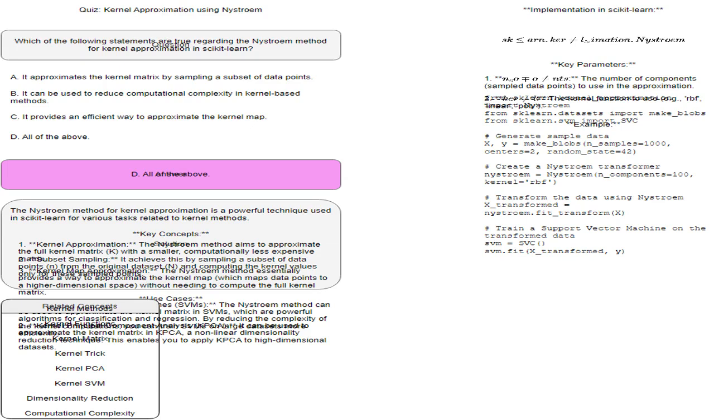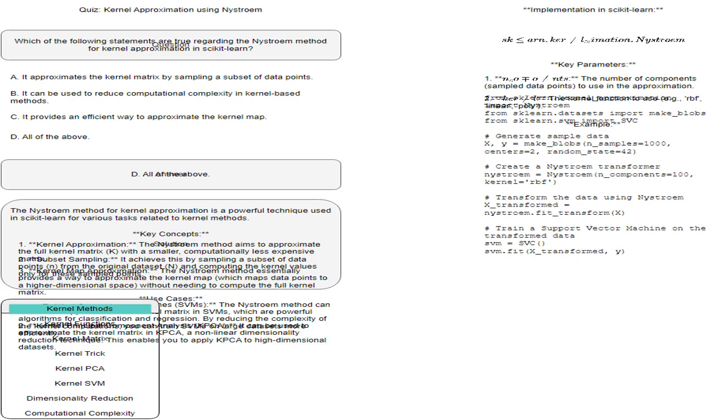True. Answer. Since statements A, B, and C are all true, this option is the correct answer. The Nystrom method encompasses all these benefits. It approximates the kernel matrix by sampling, reduces computational complexity in kernel-based methods, and provides an efficient way to approximate the kernel map. True. D. All of the above.